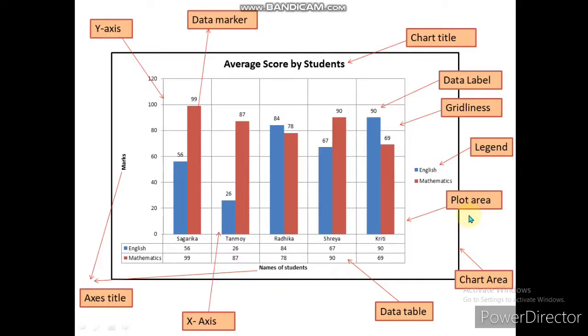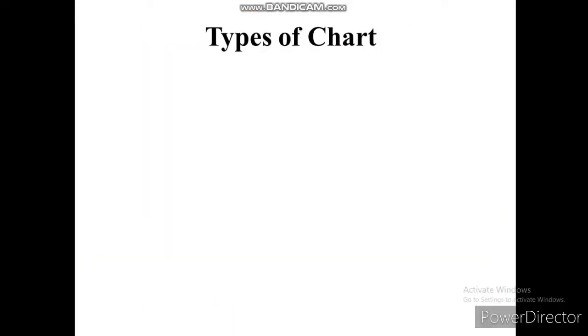So these are the elements of the charts, right? Data series, chart title, data label, grid line, legend, plot area, chart area, data table, x-axis, axis title, y-axis and data marker. These are the elements. Next are the types of a chart. There are 11 types of chart present in Excel.